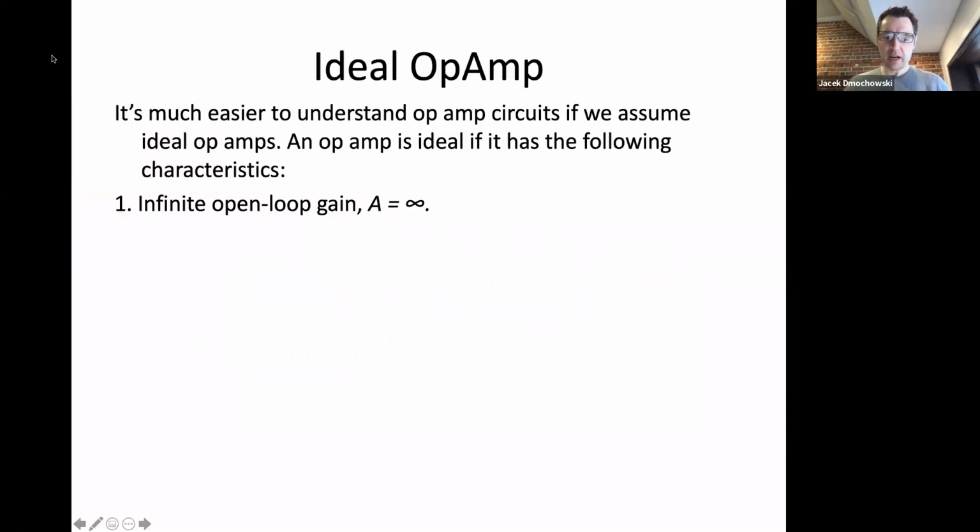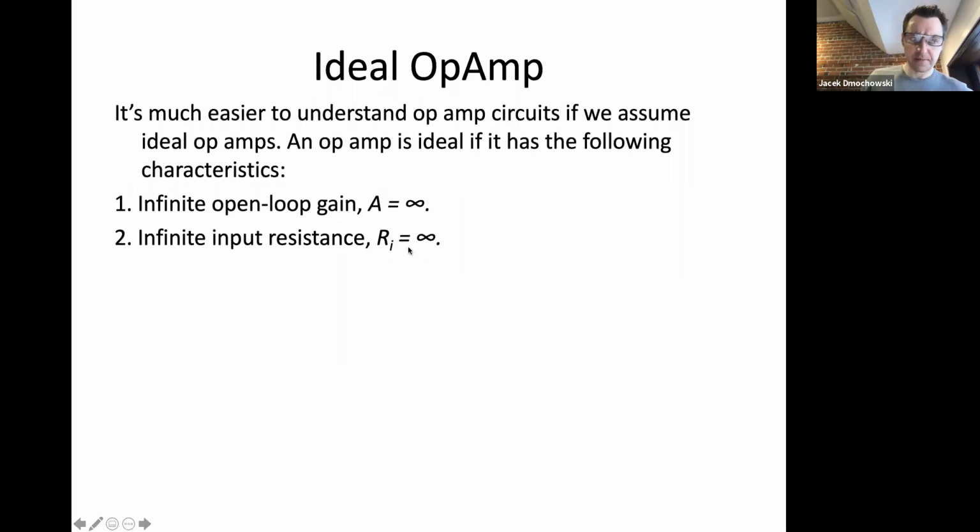Op amps will be a lot easier if we make the following three assumptions. One, the open loop gain is infinite. So you're asking yourself, well, how do we use an amplifier that has an infinite gain? Any input will lead to an infinite output. But again, remember that amplifiers are never used in the open loop configuration. There's always feedback. Number two, we have an infinite input resistance.